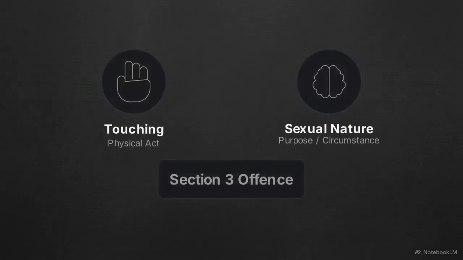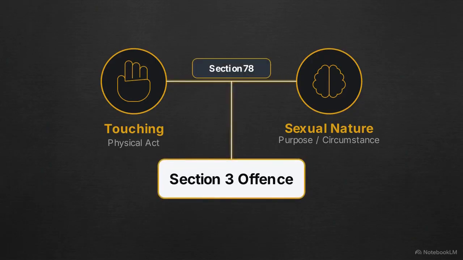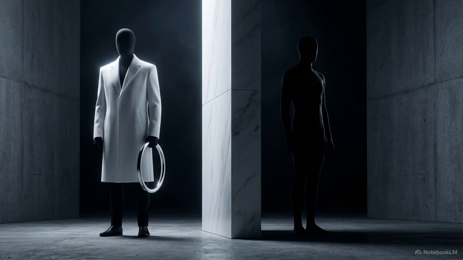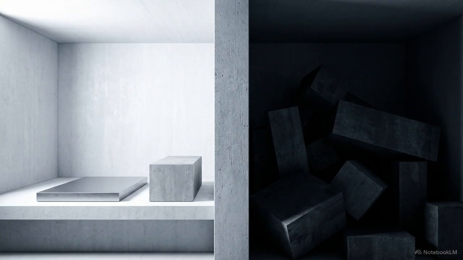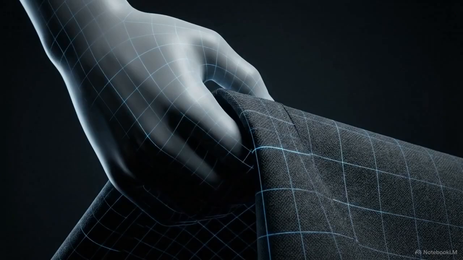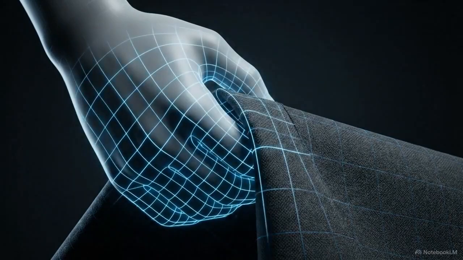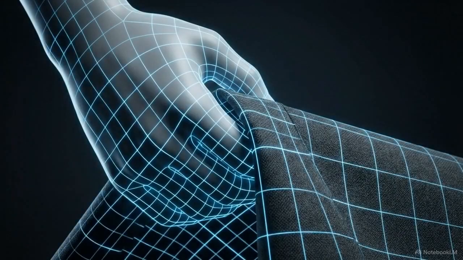To prove a Section 3 offense, the prosecution must establish that the touching meets the legal definition of sexual under Section 78. If the physical act is ambiguous, the court applies an objective test. This distinguishes, for example, a medical examination from an act performed for a defendant's sexual gratification. The 2005 case of R v H established the rule for these ambiguous situations. Juries must ask two questions. First, would reasonable people consider that the touching could be sexual? Second, was the defendant's purpose actually sexual?